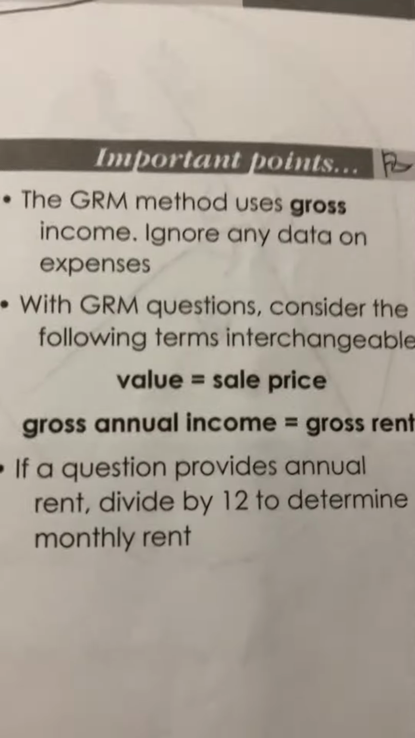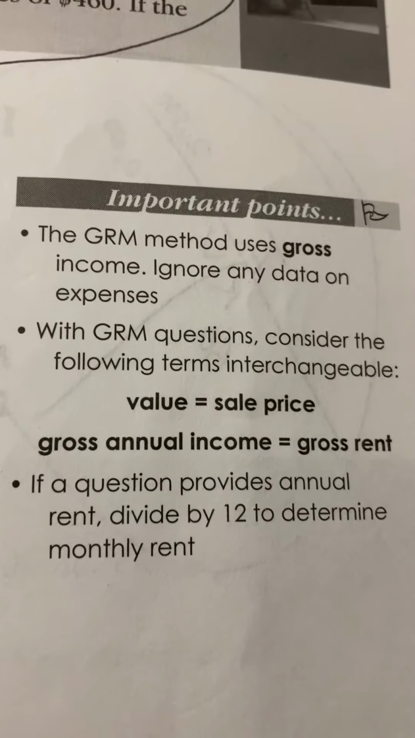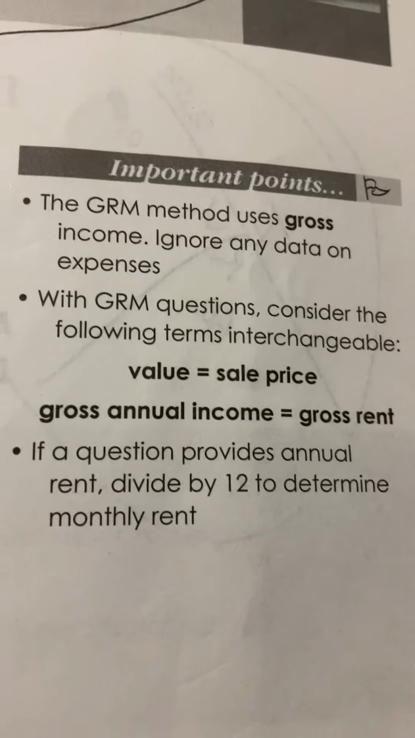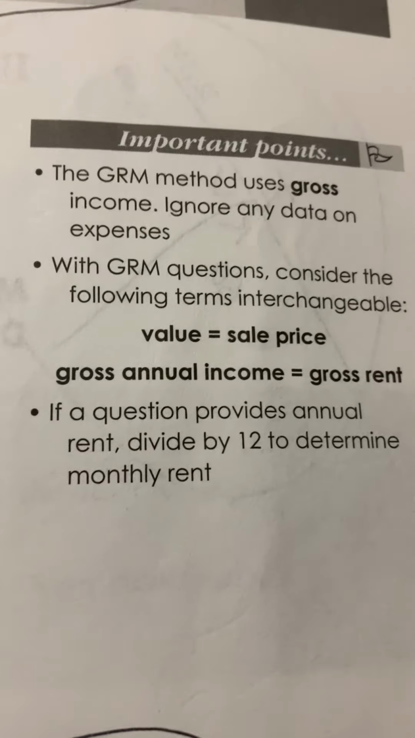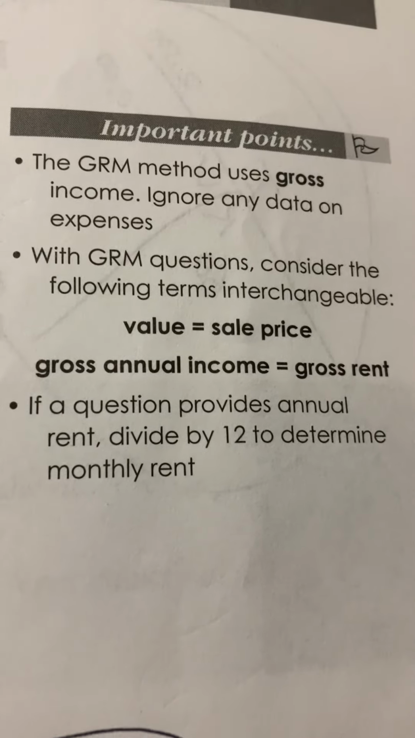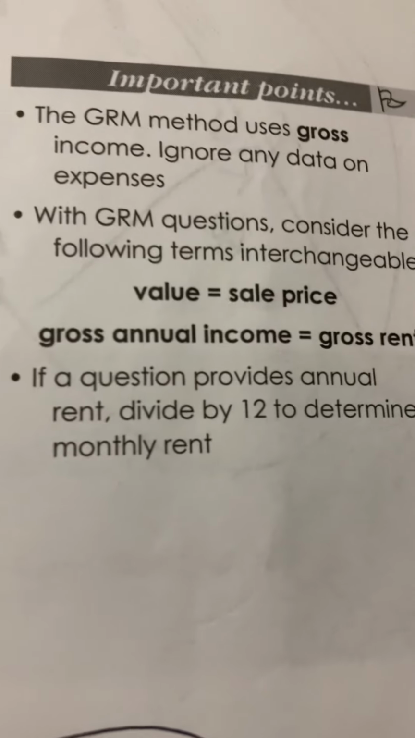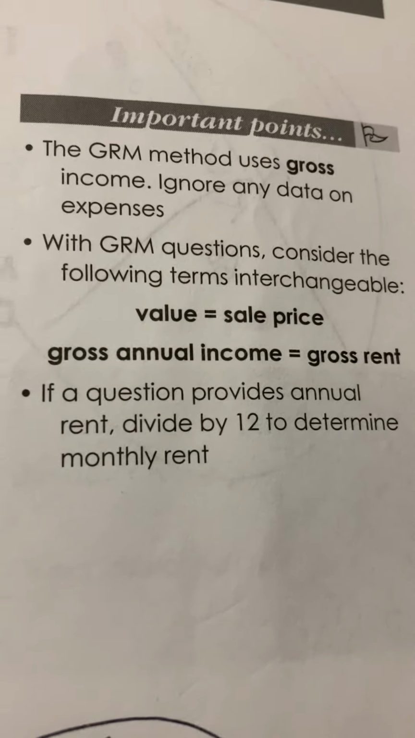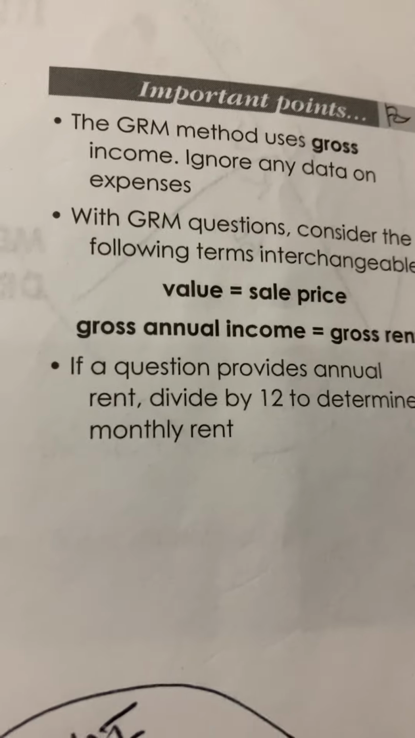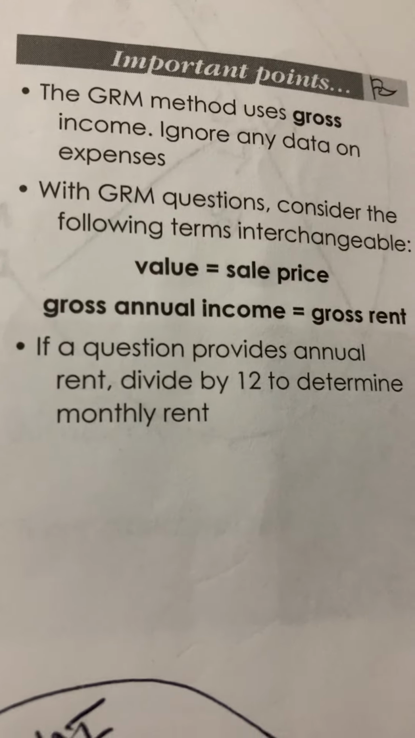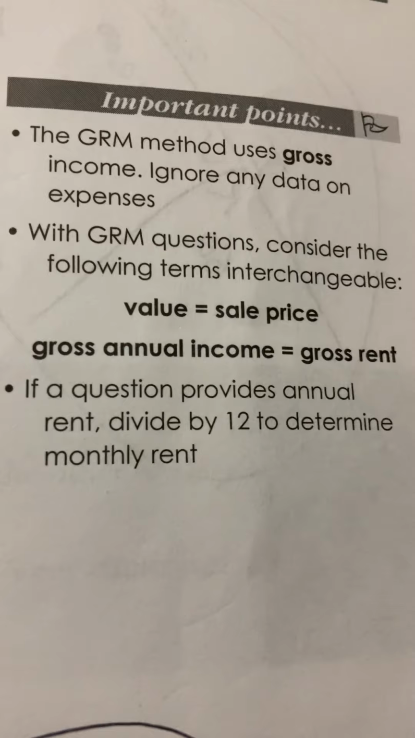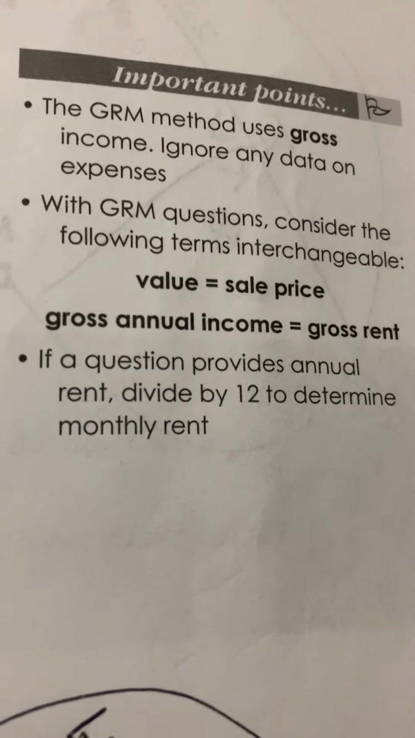Important points. The GRM method uses gross income. Ignore any data on expenses. With GRM questions, consider the following terms interchangeable. Value equals sale price. Remember that. That's a very important one. And gross annual income equals gross rent. Those terms are interchangeable. Just remember that.